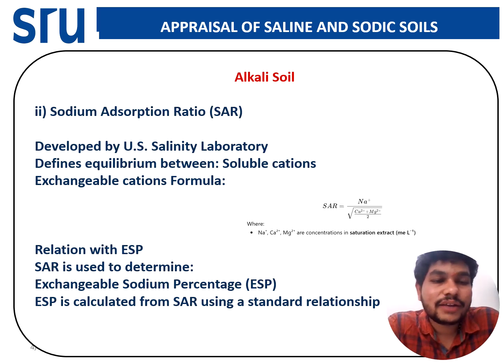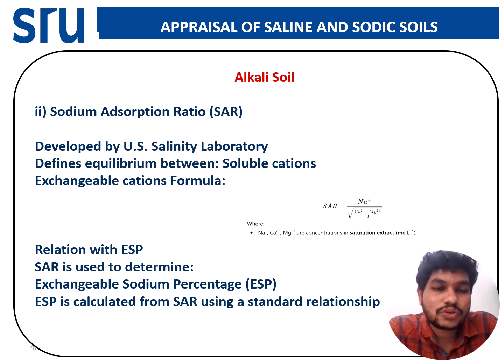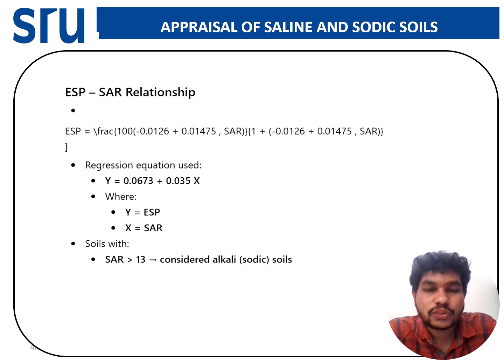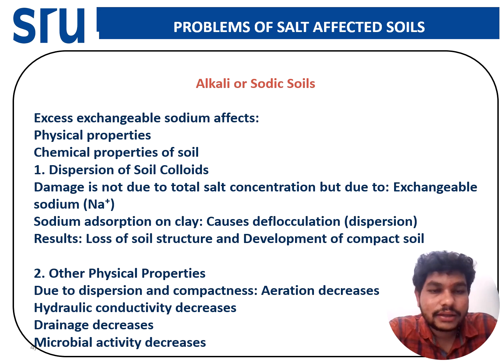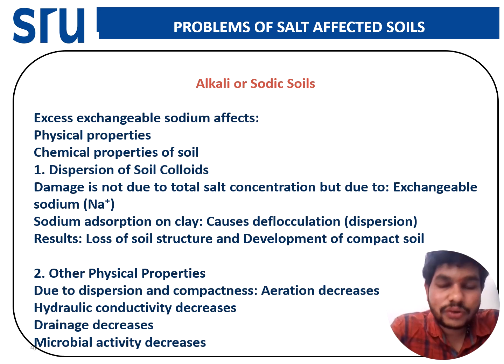And the third criterion is SAR, sodium adsorption ratio, which is given by the US Salinity Laboratory. The major contribution is by Richards. The SAR formula is sodium divided by the square root of calcium plus magnesium divided by 2. So these are the three parameters we use to characterize sodic soil. This is the relation between ESP and SAR. If the SAR is more than 13, then the soil is sodic soil.